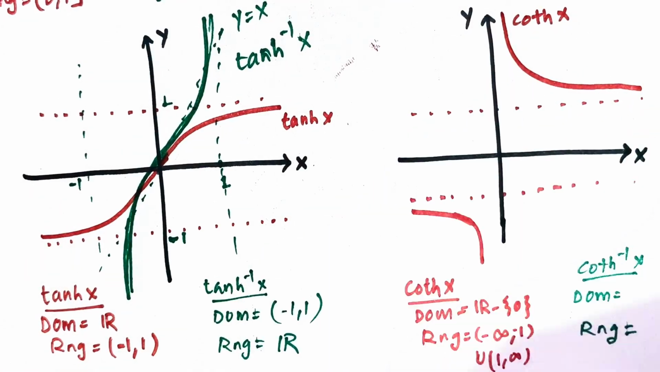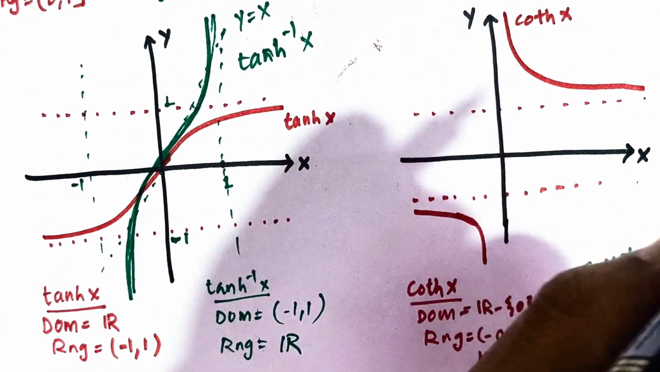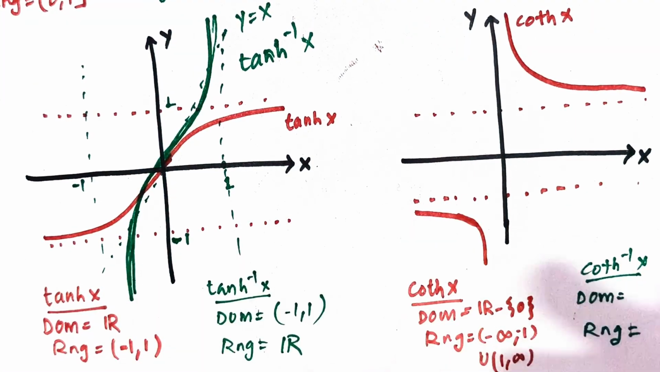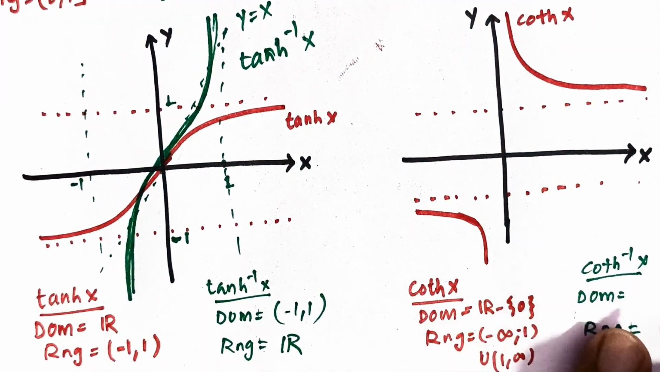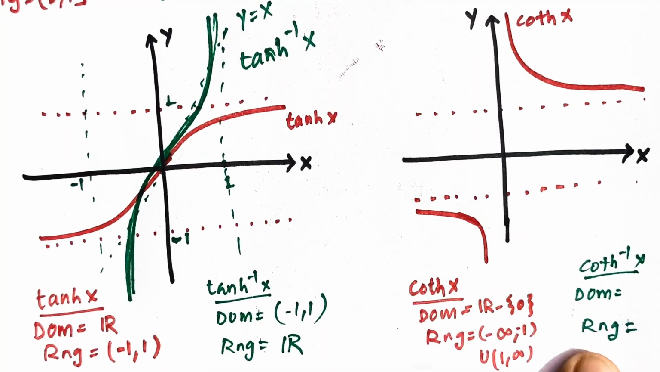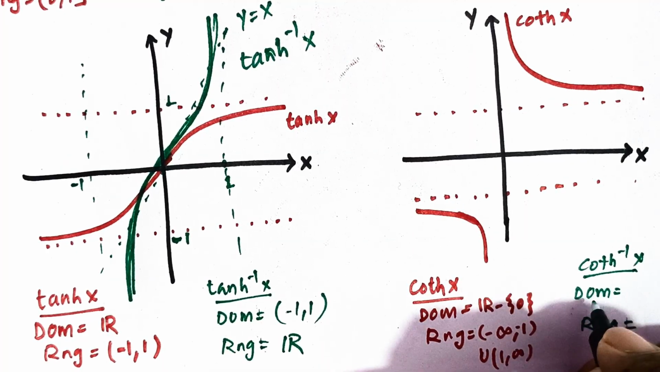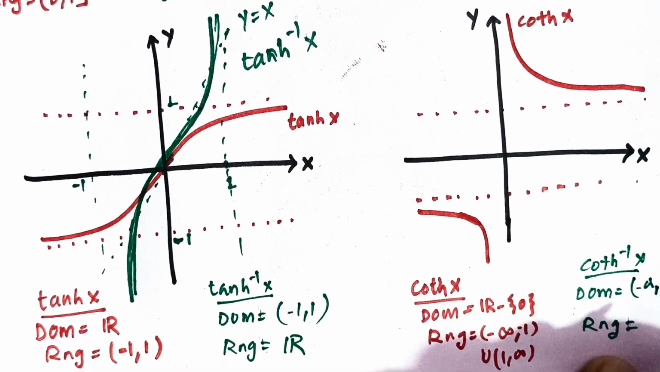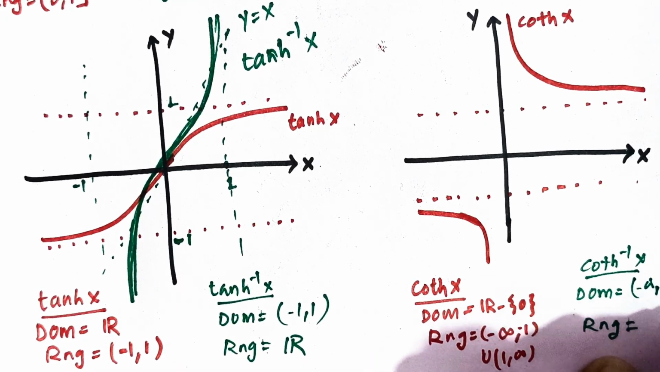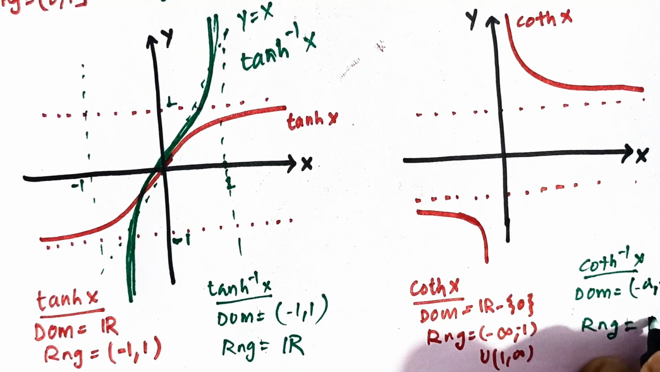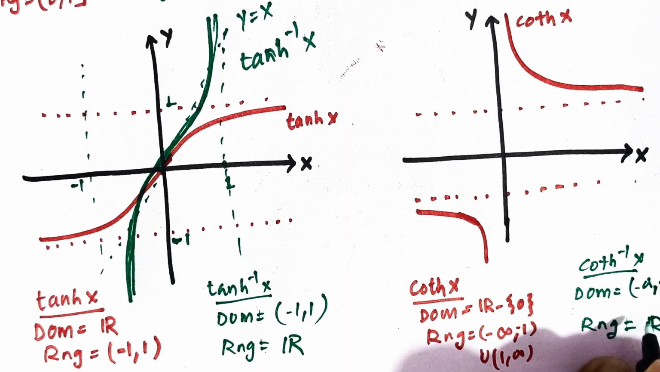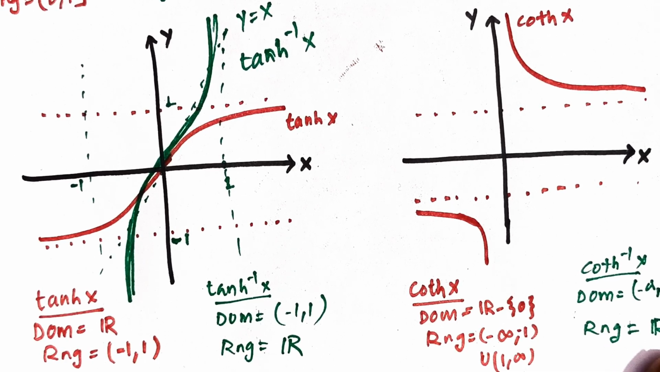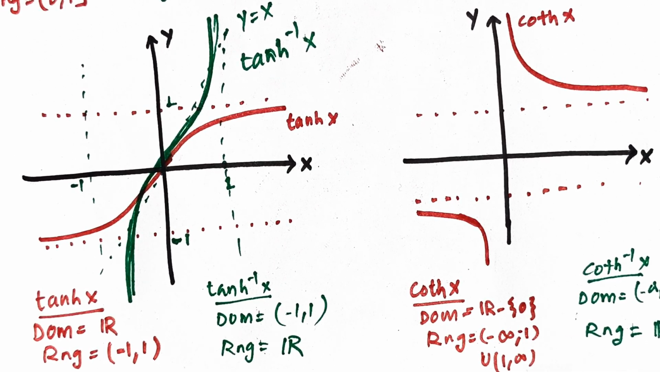At last we have hyperbolic cotangent. Clearly it satisfies the horizontal line test. There is no line which passes through 2 points, no horizontal line. So its domain and range will be just the opposites. The domain is the range here, which is minus infinity to minus 1, union 1 to infinity, and the range is from R we will remove 0. That is our range of inverse hyperbolic cotangent.